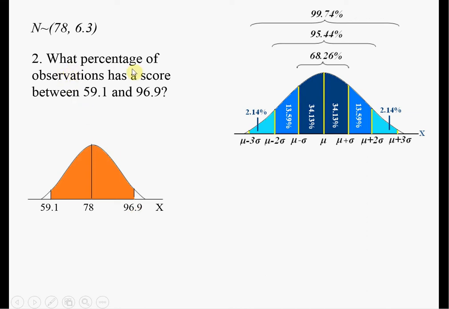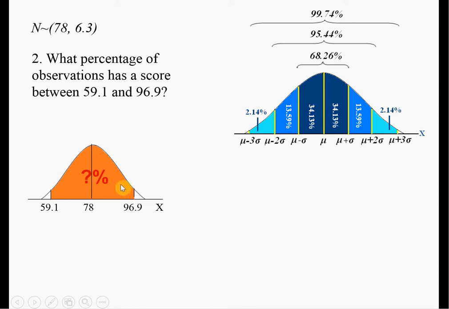The question asks us what percentage of observations has a score between these two values. So in other words, this question asks us what is the size of this shaded area, of this colored area, in terms of percentages. What percentage of cases are located between 59.1 and 96.9? Now, we need to answer this question based upon the characteristics of normal distribution. We have to look at the chart to determine what the percentage of cases are in here, also in here.